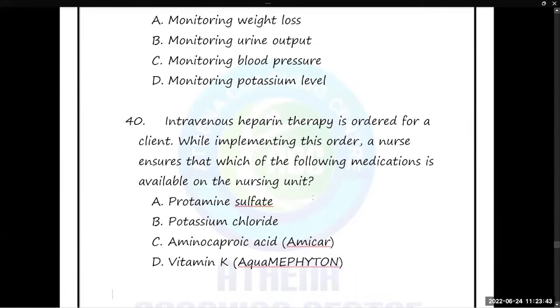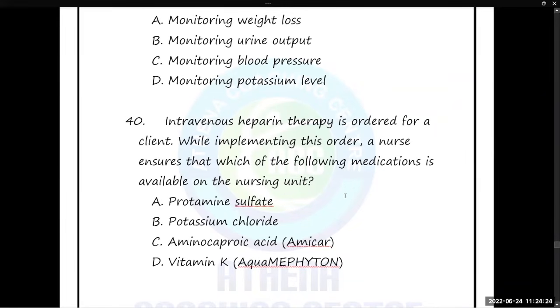Intravenous heparin therapy is ordered for a client. While implementing this order, a nurse ensures that which of the following medications is available on the nursing unit? Anticoagulant. The patient is receiving heparin. So while a patient is receiving heparin, what medication should you keep aside? The antidote. So it's protamine sulfate. Yes, the antidote of heparin is protamine sulfate.